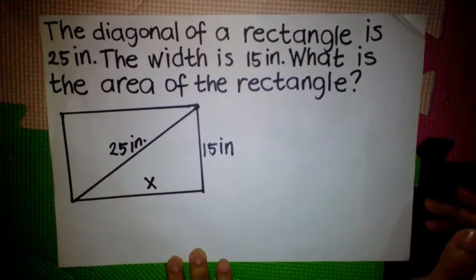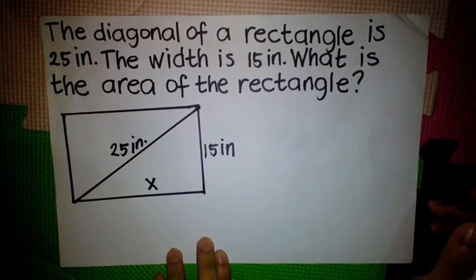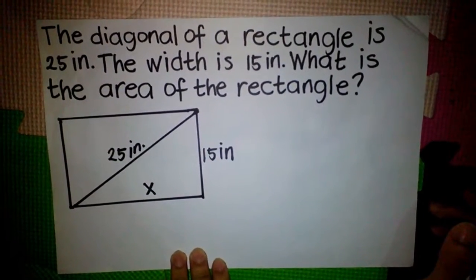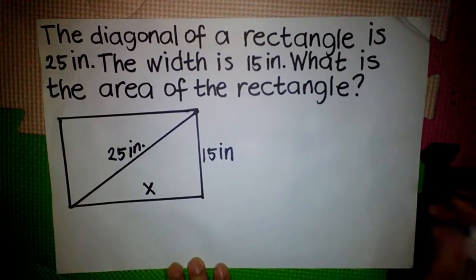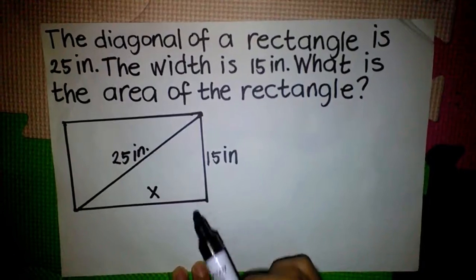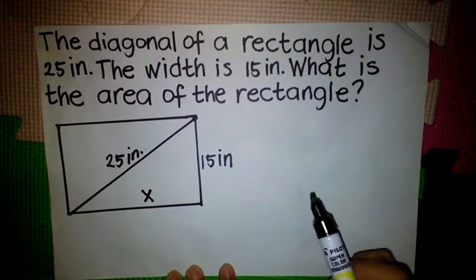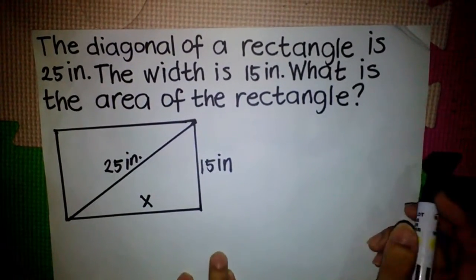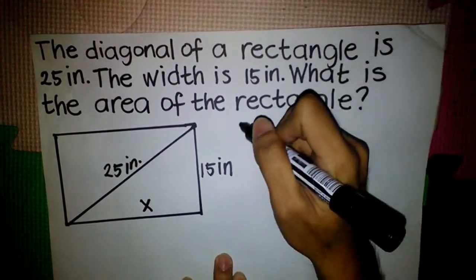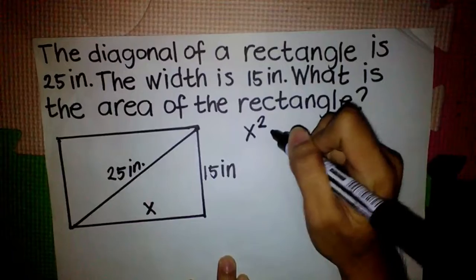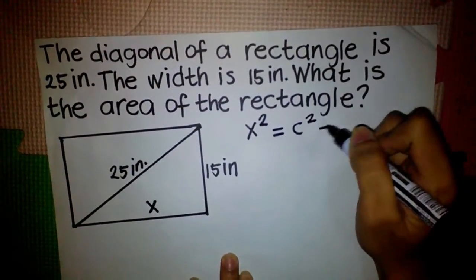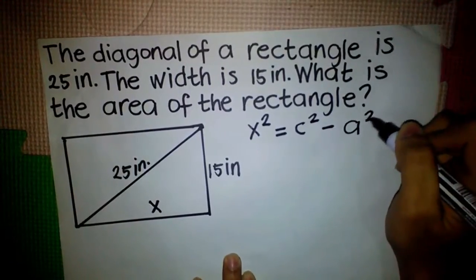Okay, so let's try this one. The diagonal of a rectangle is 25 inches. The width is 15 inches. What is the area of the rectangle? So this is the illustration of this problem. So in this problem, in order to find the area of the rectangle, first we need to solve for x, or the base. So we use the formula x squared equals c squared minus a squared.